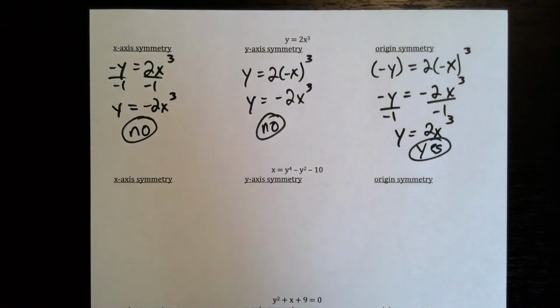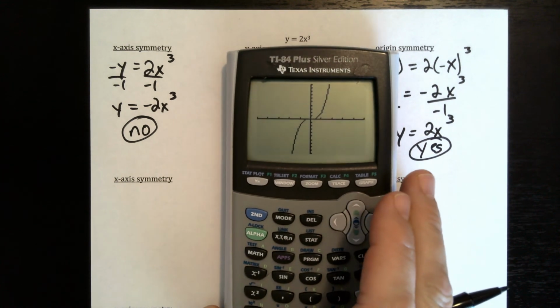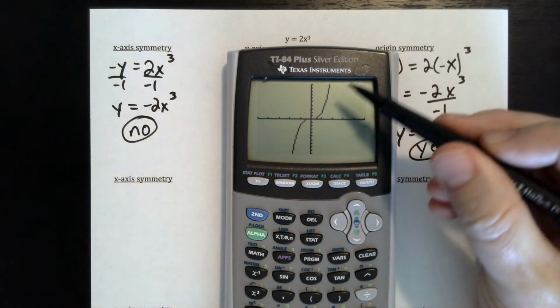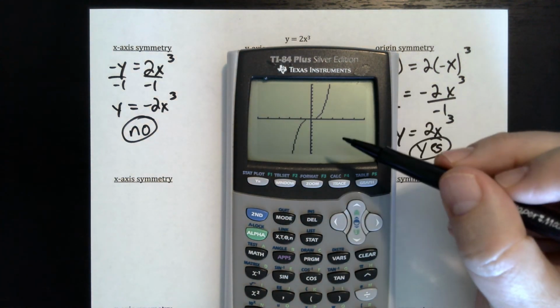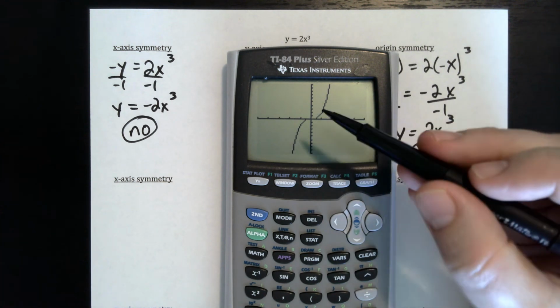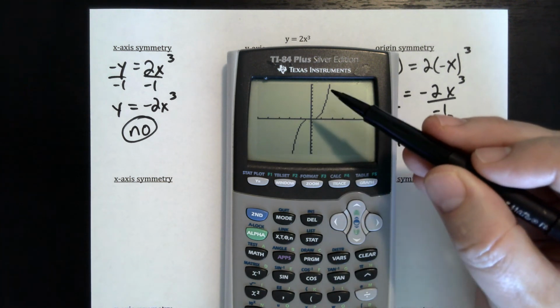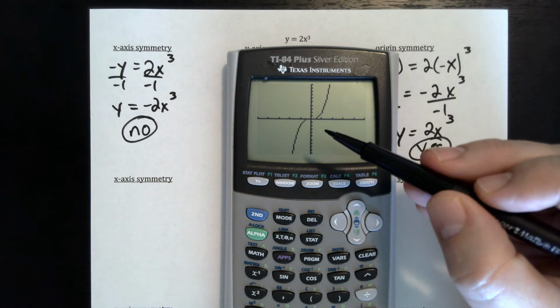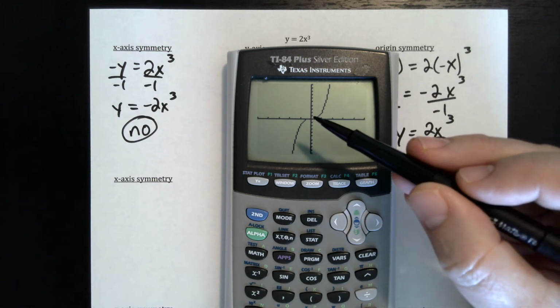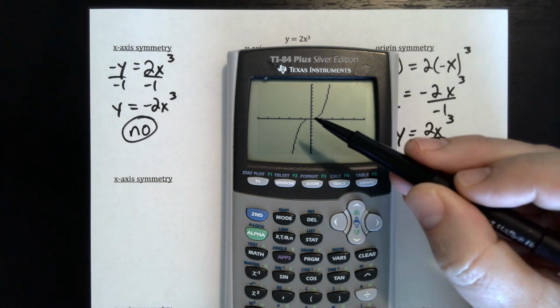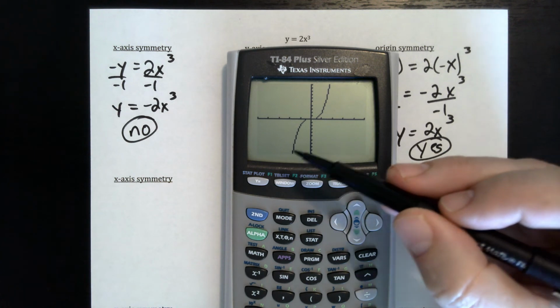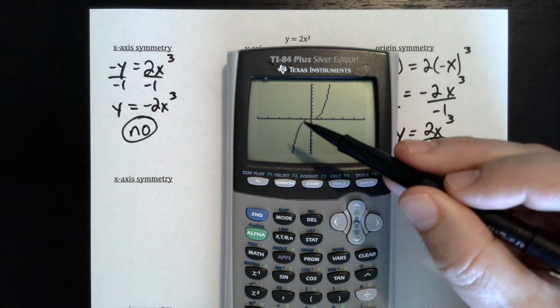And here's what that graph would look like if we graphed it in the calculator. You can see that the corners look the same. These two are empty, and these two are the same. So think about this one right here first getting reflected down. So it would look like this, and then getting reflected across, and it would look like this. Okay, so it does clearly have origin symmetry.